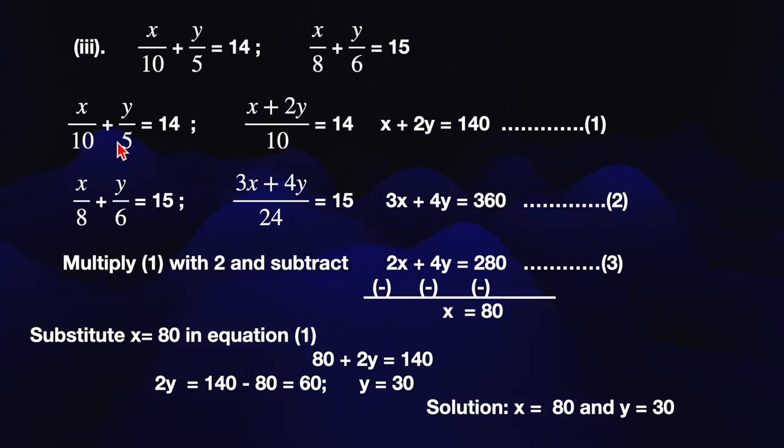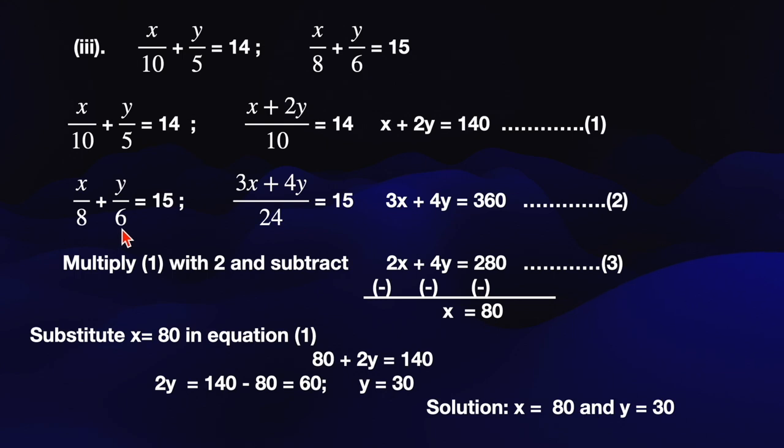Let's take the first equation. What is the LCM here? 10. Simplify here. So this will be 2y upon 10. So x plus 2y, whole upon 10, is equal to 14. If you take 10 to the right hand side, it becomes x plus 2y is equal to 140. So this is the first equation, and this is in the standard form.